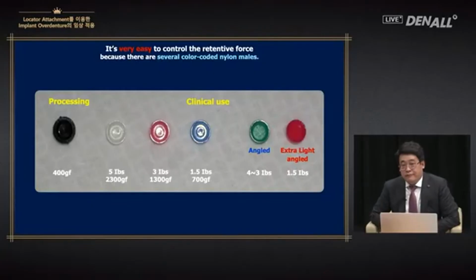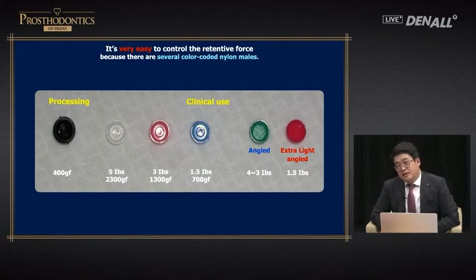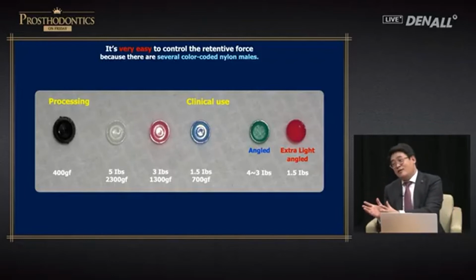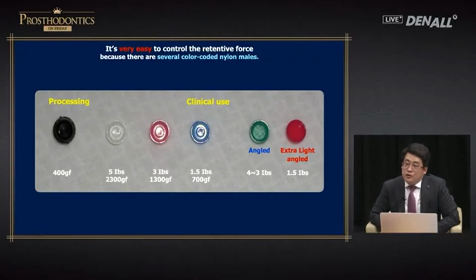If you look at the locator, the black is 400 gram force, blue is 700, pink 1,300, white is 2,300. There is stark difference. Even with black, the patients are very satisfied, right? The companies say that you can use it for 2 to 3 months, and I don't use a very strong one from the first. I have the patient use the black one for some time and then move on to the blue. Personally, I've never used the white. I have used once or twice, and it's really strong.